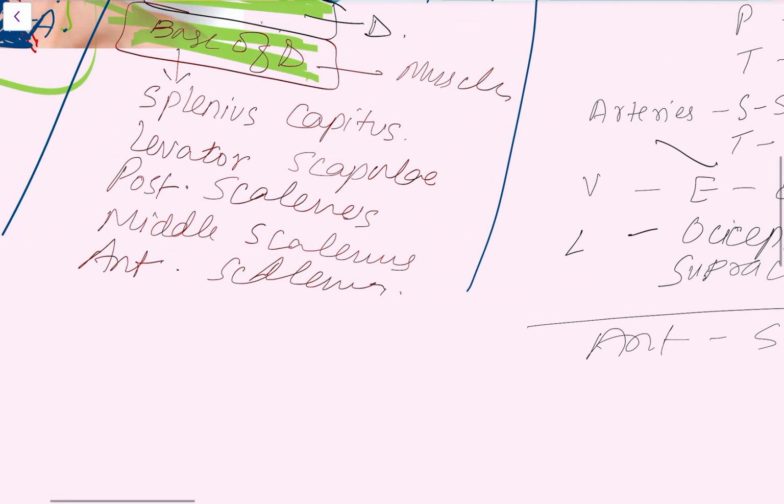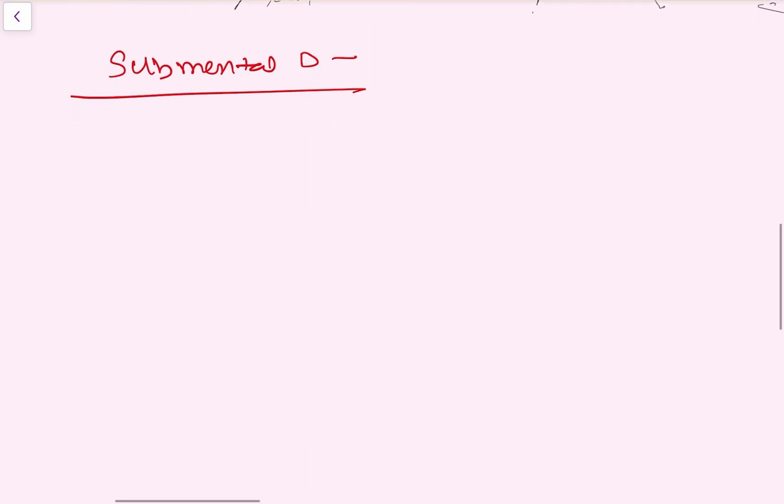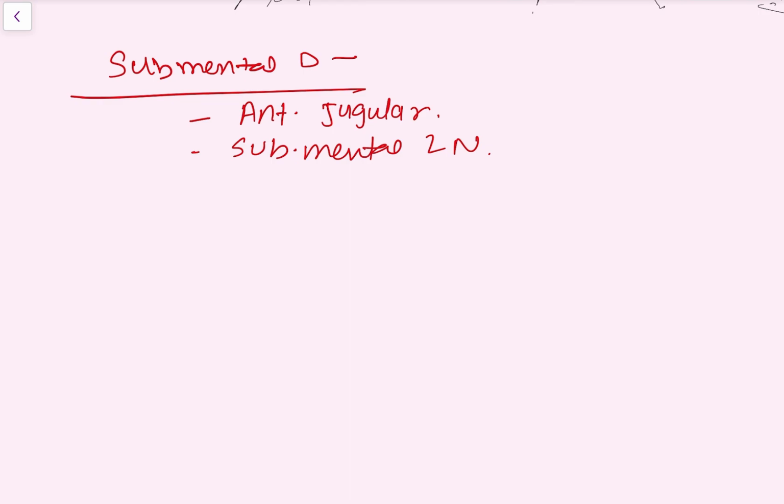So let's just discuss the content of the triangles in the anterior triangle, right? First we have the submental triangle. What do we have in the submental triangle? The roof, floor and borders we have already discussed. They're very easy, so the content is what is left. In this we have the anterior jugular vein and submental lymph nodes. Only two things.